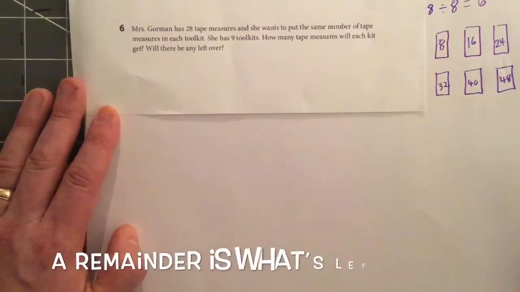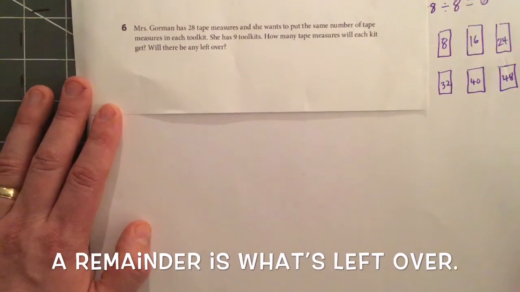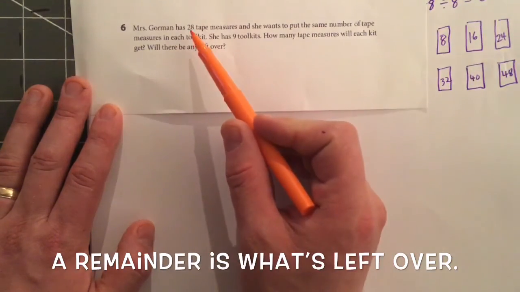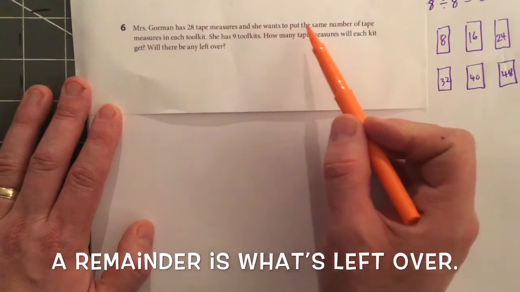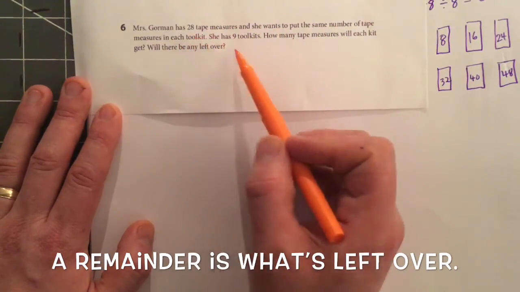Remainders occur when you divide two numbers and they do not multiply evenly into one another. They're not multiples of one another. Meaning that for this one, I've got 28 tape measures. She wants to put the same number of tape measures in each toolkit. She has 9 toolkits. So that's 28 divided by 9.